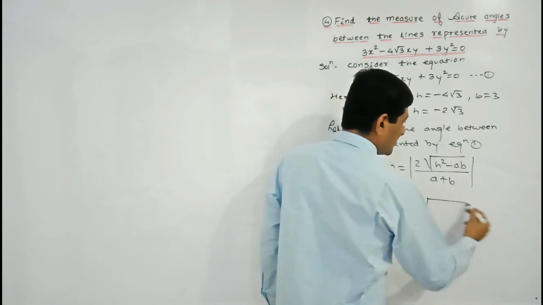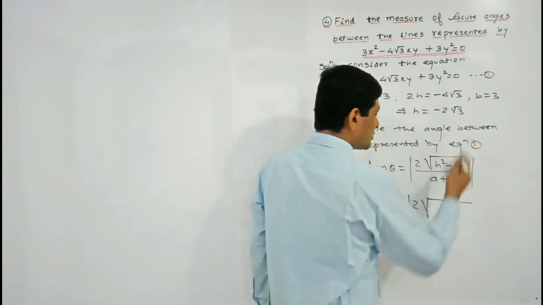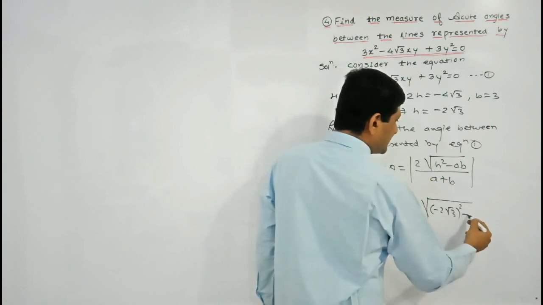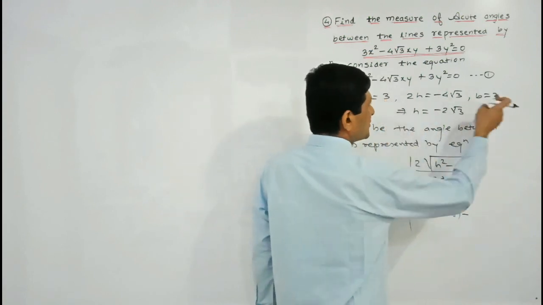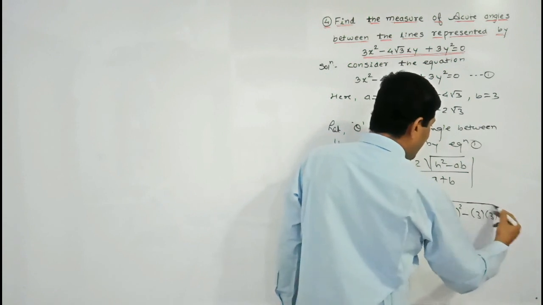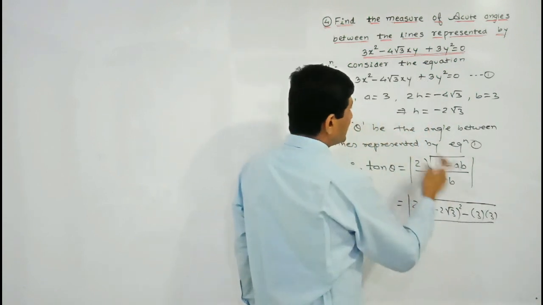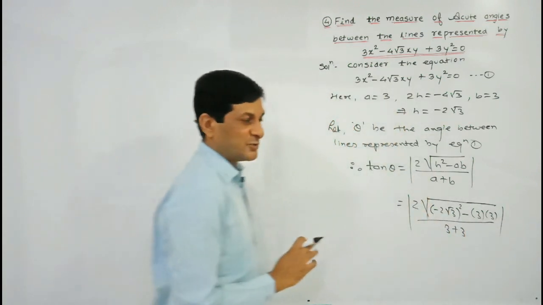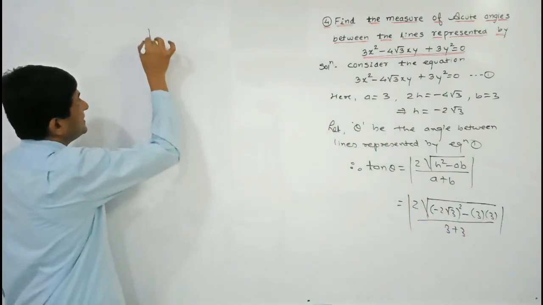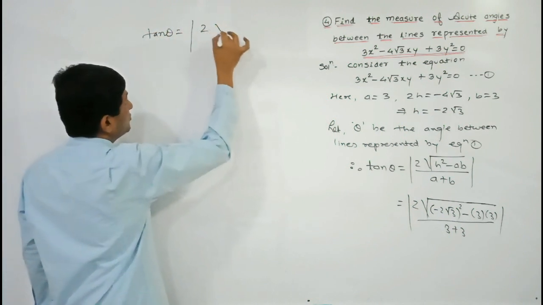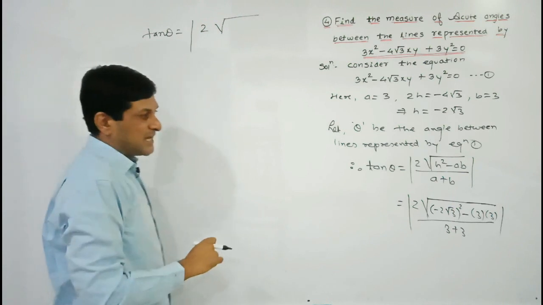2 under root, replace h by its value, minus 2 root 3, keep the square as it is, minus a into b, which means 3 into 3. So here we will get 3 into 3, and in the denominator a plus b means 3 plus 3. Just we have substituted the values. On the left hand side keep tan theta as it is. On the right hand side let us simplify 2 under root and see what we are getting here.